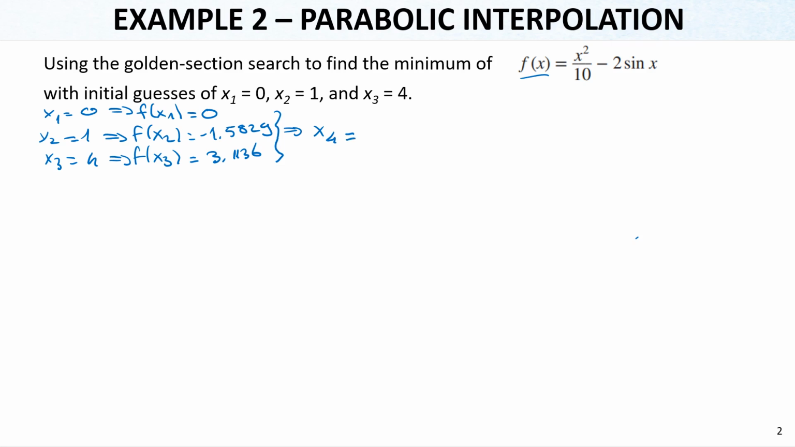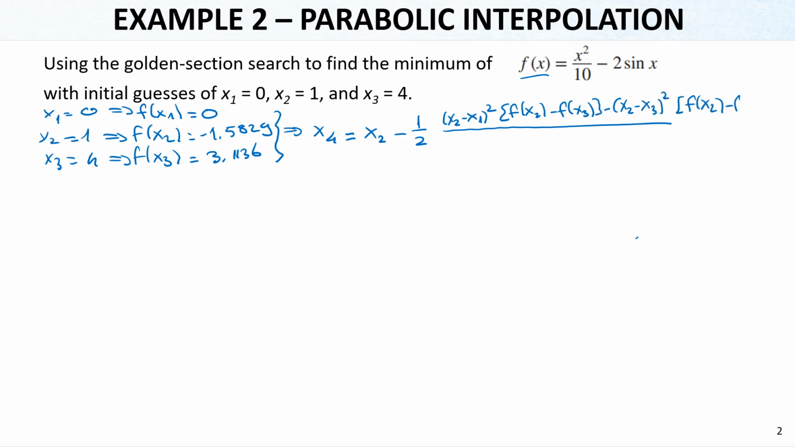x4 is equivalent to, basically, it will be a very long writing, but let me write it down. x2 minus 1/2 times a long ratio actually: the numerator is (x2 minus x1) squared times (f(x2) minus f(x3)) minus (x2 minus x3) squared times (f(x2) minus f(x1)), divided by (x2 minus x1) times (f(x2) minus f(x3)) minus (x2 minus x3) times (f(x2) minus f(x1)).